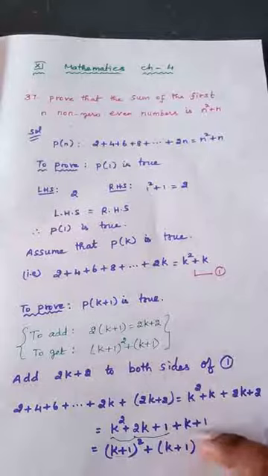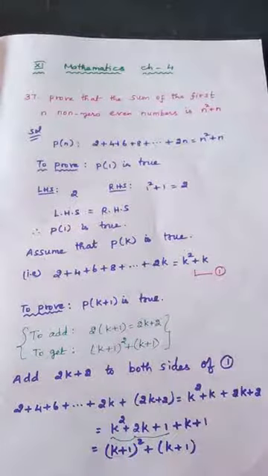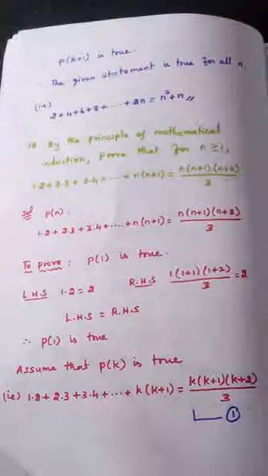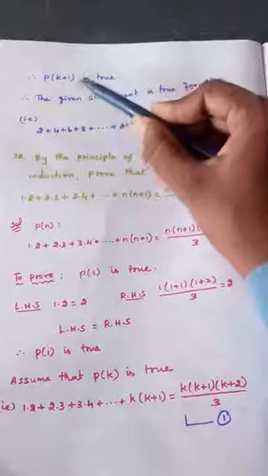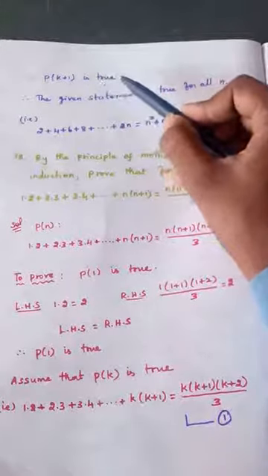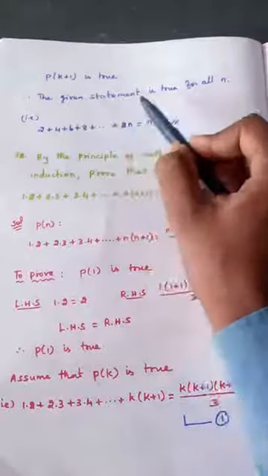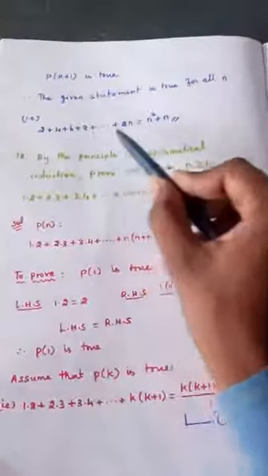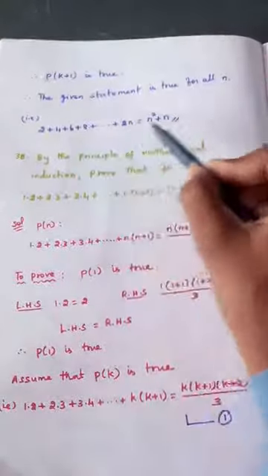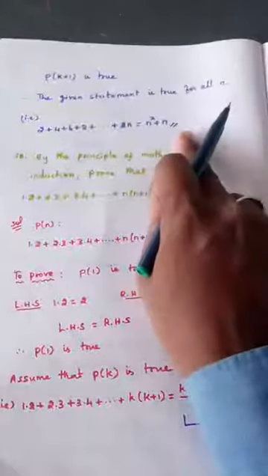So now we have proved that P of k plus 1 is true. So now we can boldly say our result is true. See what I have written here. Therefore P of k plus 1 is true. Since P of k plus 1 is true, the given statement is true for all n. Therefore this is the result that we can take. We can consider this as the formula. So this result is proved.